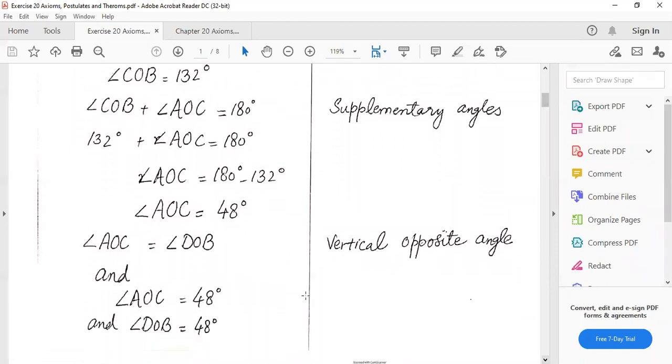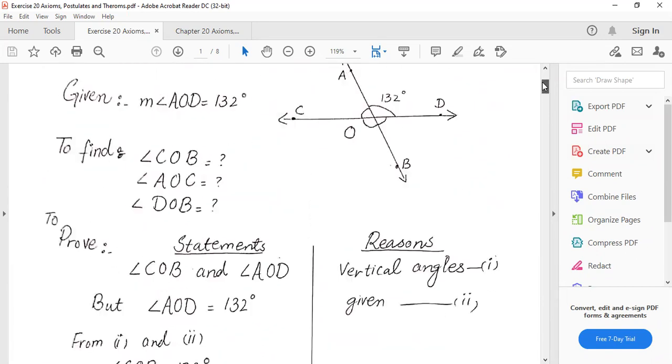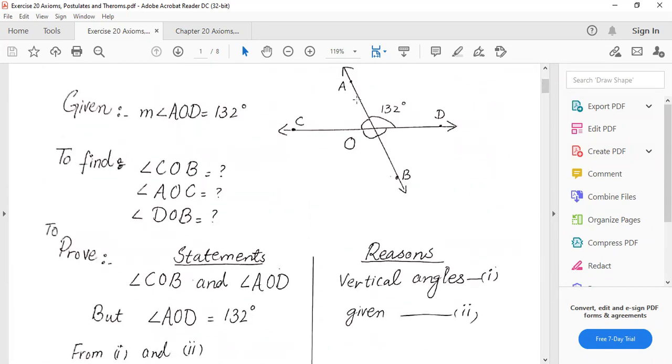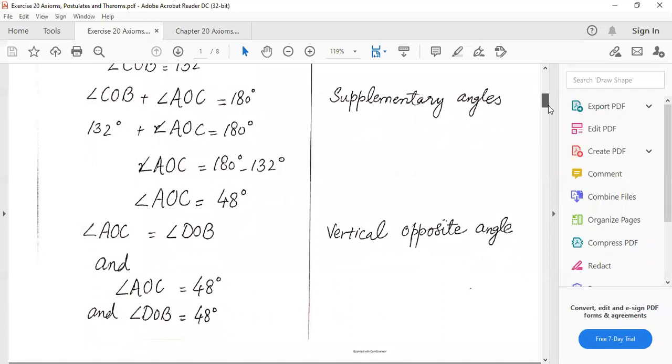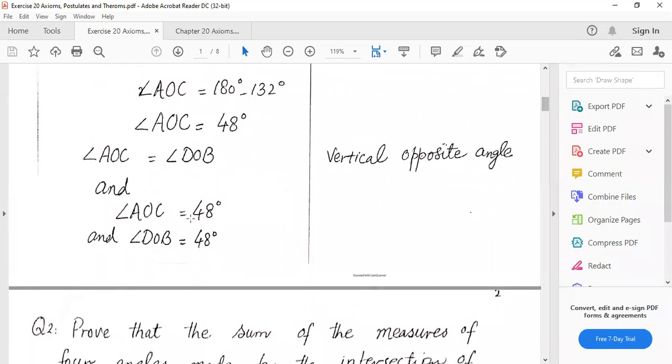We get AOC. Now what is the vertical angle of AOC? The opposite angle. If you see in the diagram, the opposite angle of AOC is DOB. Go up and see AOC and DOB. They are vertically opposite angles. So we will say AOC is equal to 48 degrees and DOB is equal to 48. In other words, one angle is 132, and the vertically opposite angle is also 132.